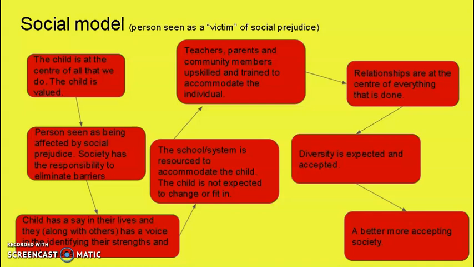In the social model, the child is at the center of all that we do, and we value the child. We value their difference. We value them as a human being, that they can contribute to society in different ways. The person is seen as being affected by social prejudice. Society has the responsibility to eliminate barriers.